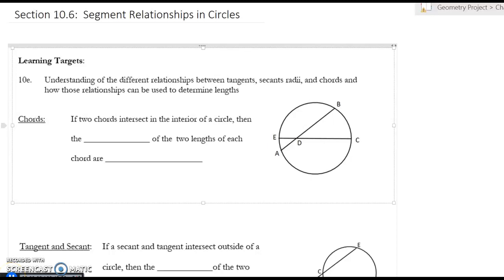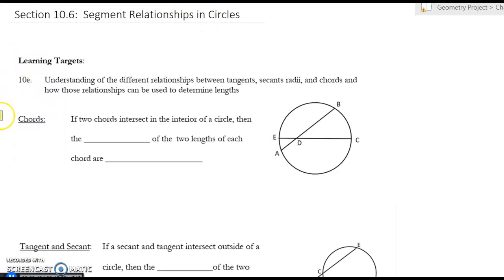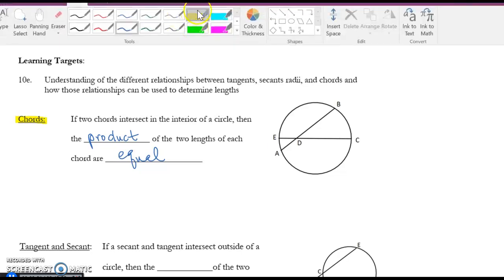Okay, what we're working on in this section is segment relationships in circles. So there's a couple relationships you need to know. The first one is when you're dealing with two chords. If two chords intersect in the interior of a circle, then the product of the two lengths of each chord are equal.